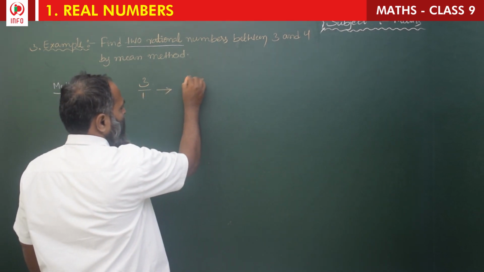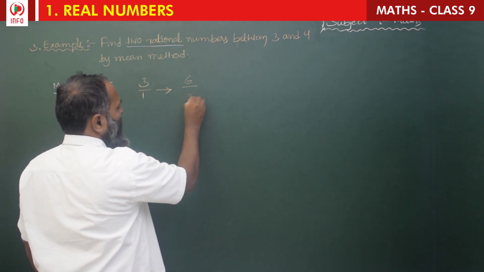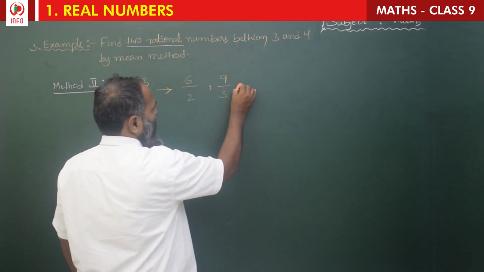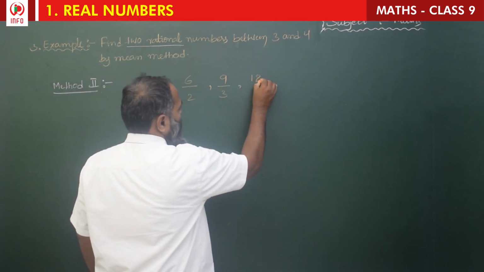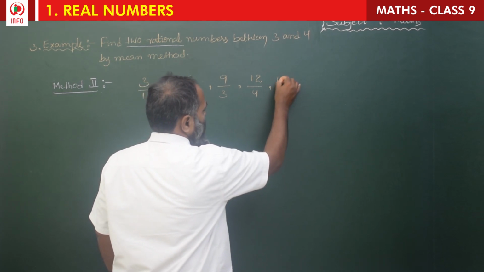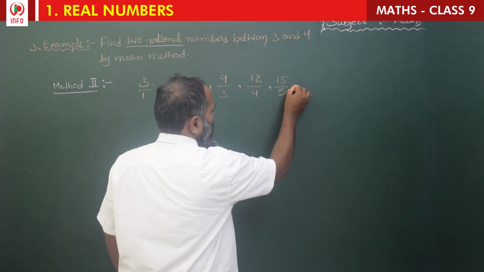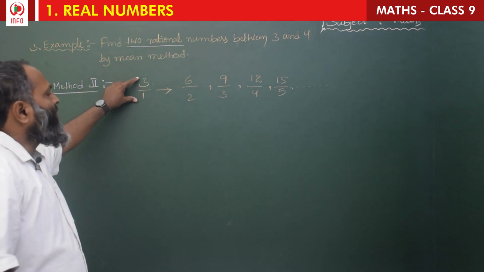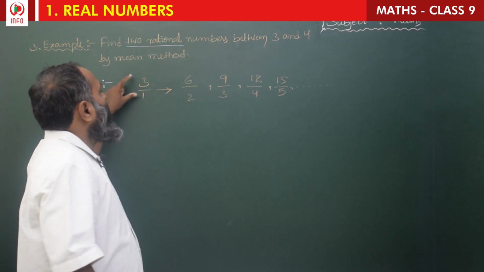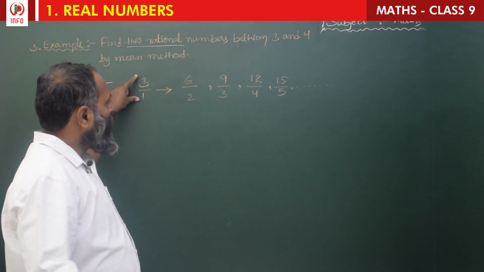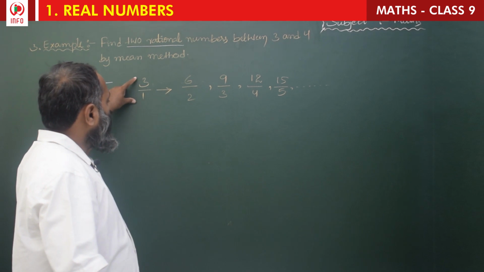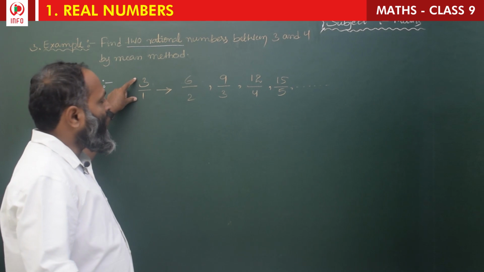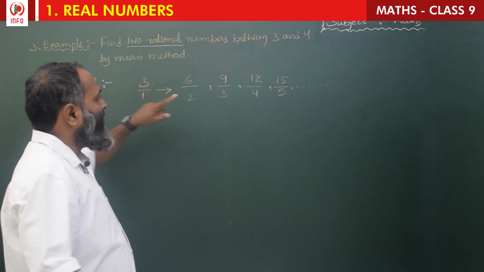Then 3 2's are 6, 1 2's are 2; 3 3's are 9, 1 3's are 3; 3 4's are 12, 1 4's are 4; 3 5's are 15, 1 5's are 5, and so on. Multiply with the same number. If you multiply 3 by 1 with 2, you get 6 by 2. With 3, 3 3's are 9, 1 3's are 3. With 4, 3 4's are 12, 1 4's are 4. With 5, 3 5's are 15, 1 5's are 5.